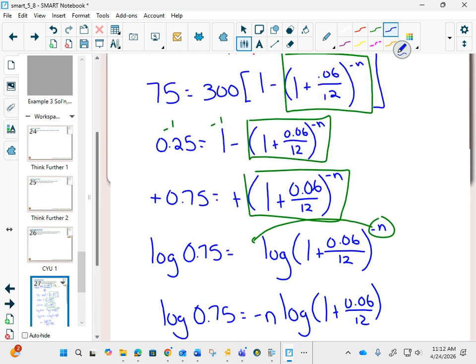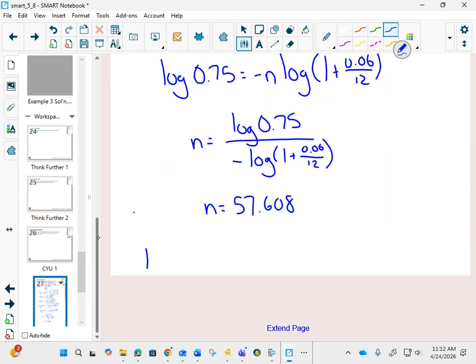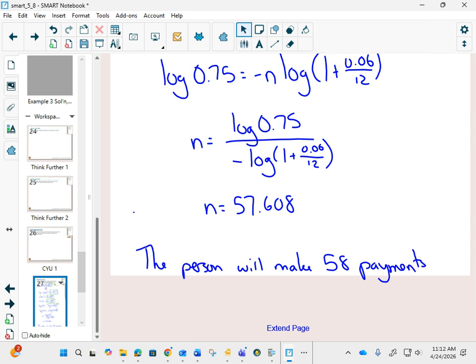Now I'm going to read, does it ask me to round? How many monthly payments? Sounds like you're rounding. So it's really important, show your decimal places. And then if you think you need to round in this case, they'll make 58 payments. Even if it was 57.1. Technically, they'll make 57 full payments, and their 58th payment will be a little bit smaller because they only owe a portion of it. Does that make sense? So the person will make 58 payments.